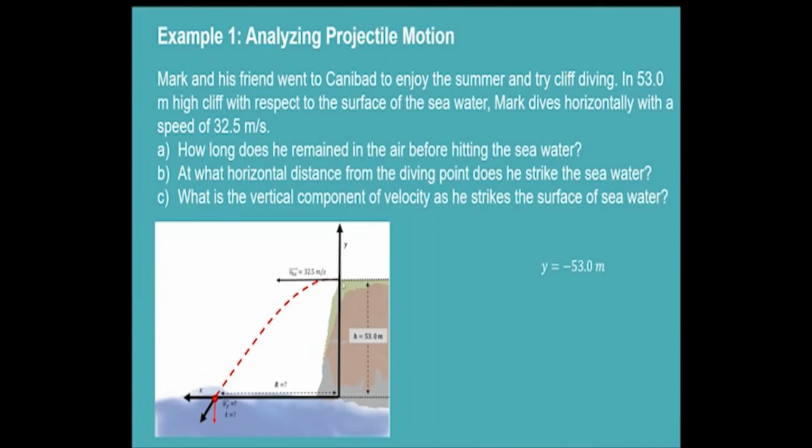Because this is the maximum height reached by the projectile. Okay, so this is 0 here. So, what is our given? V sub 0 is equal to 32.5 meters per second. And our y, or change in position, is equal to negative 53.0 meters.